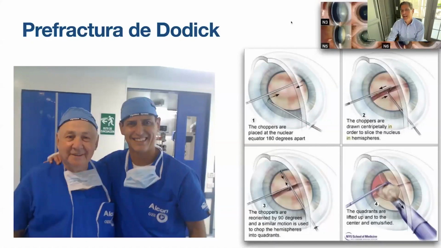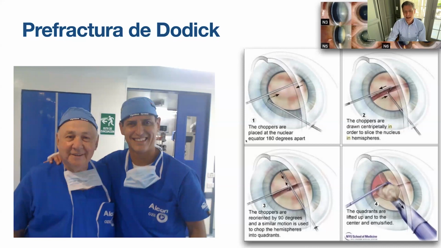What is your technique for soft cataracts? A very, very good question. And I think we have time. Let me see if I can show you my technique for soft cataracts. So this is the technique that I use for cataracts between N3 to N6. The soft cataracts, it's called a Dodick pre-chopping technique. This is Dr. Dodick, who invented the technique.